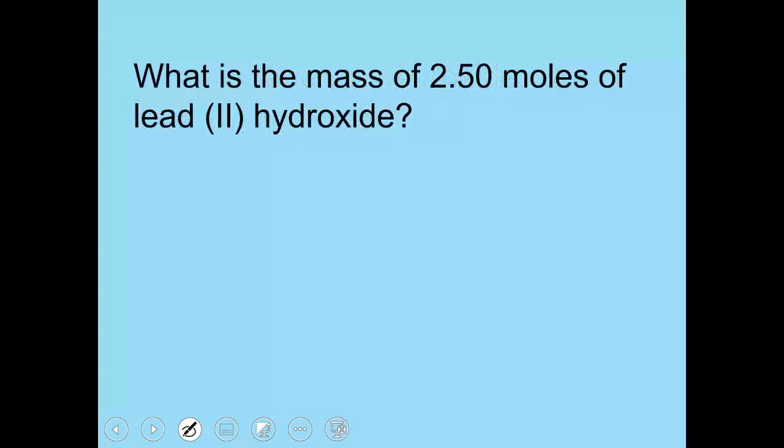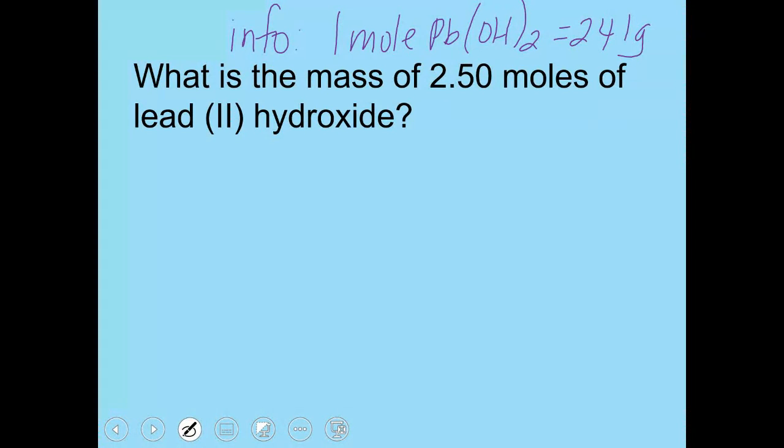Now we can use that information to solve a problem. Remember, that info from the last slide was that 1 mole of lead hydroxide is equal to 241 grams. That gives us a conversion factor. Our question says, what is the mass of 2.5 moles of lead hydroxide? So we start with 2.5 moles.